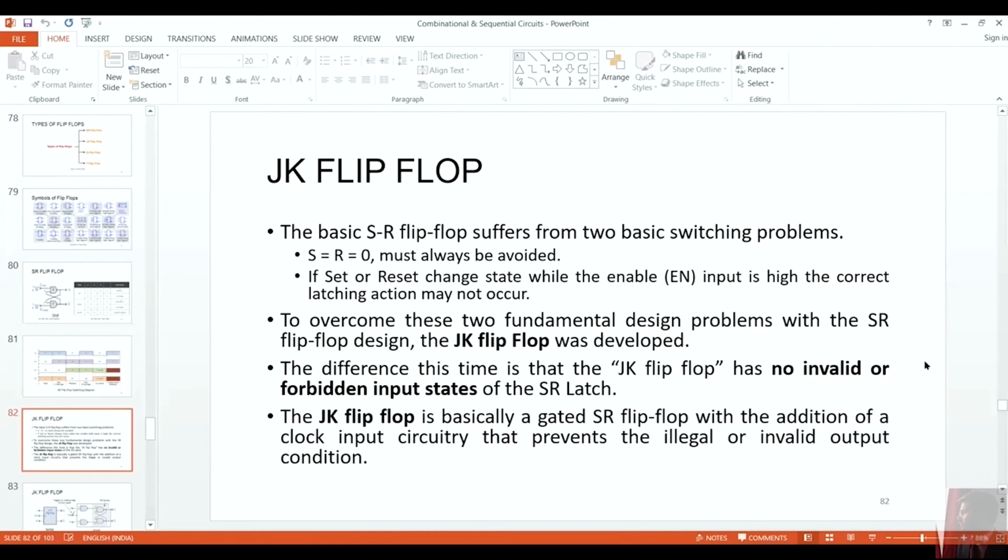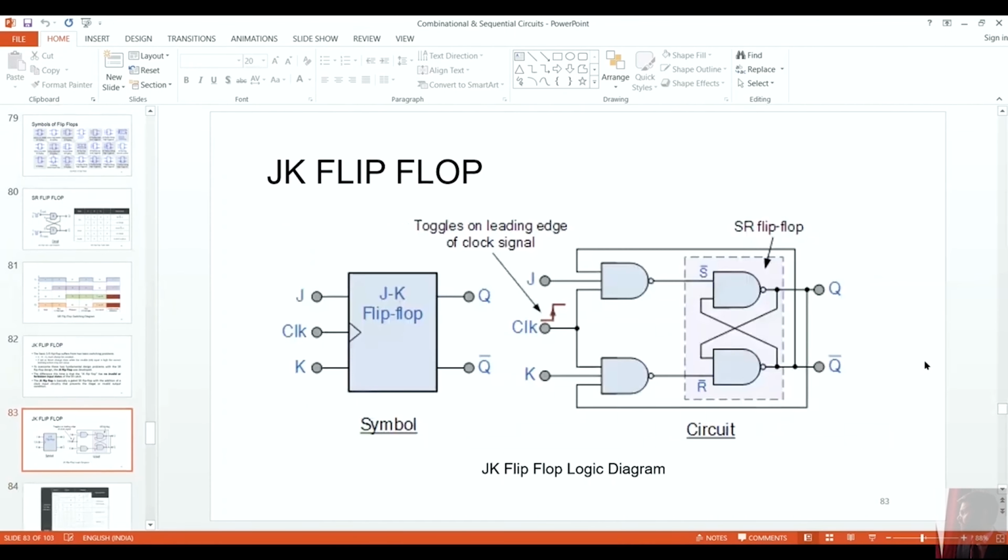In JK flip-flop we don't have any invalid condition as in the case of SR. SR flip-flop is also known as SR latch. This JK is derived from SR flip-flop, but it's a gated SR flip-flop in which no invalid condition is there. You can see over here.